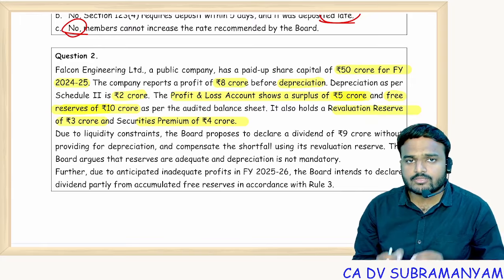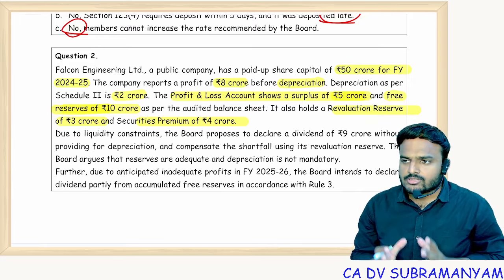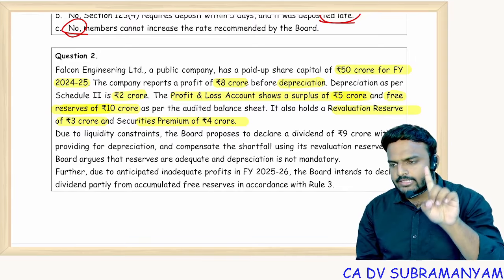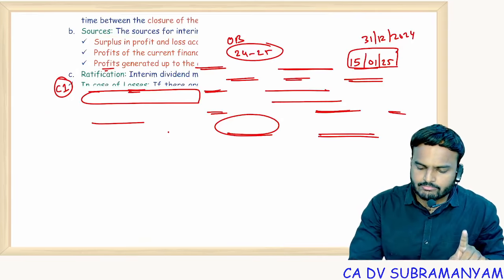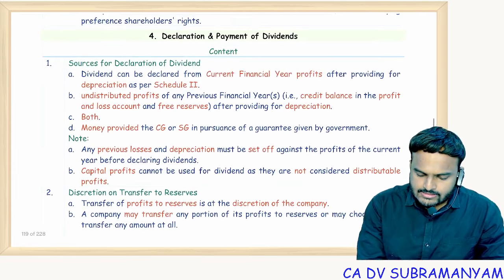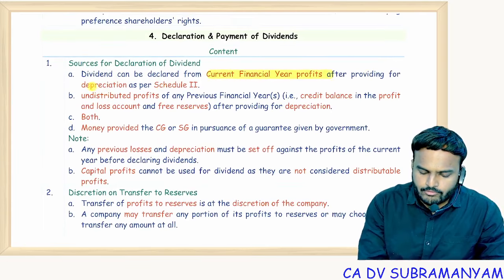You tell me, for declaration and payment of dividends, what are the sources? How many sources are available to us? 4 sources. Current year profits after providing for depreciation. Let me show you in the material. Current year profits after providing for depreciation.